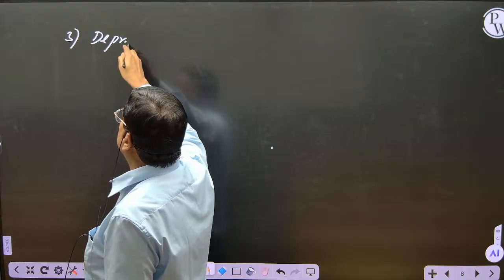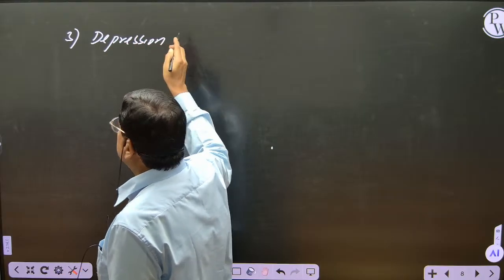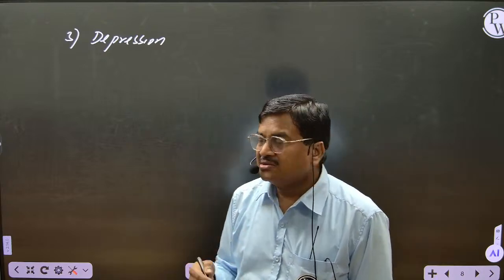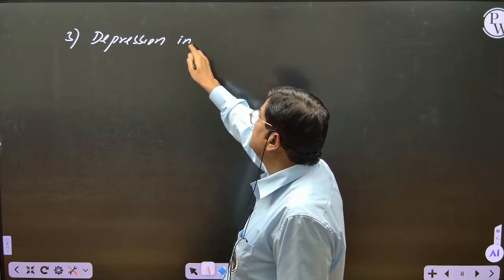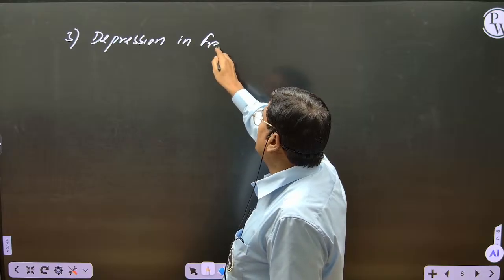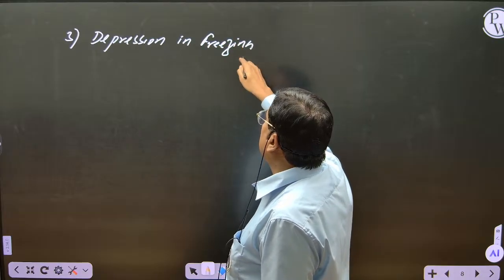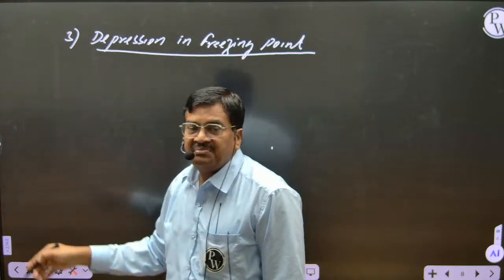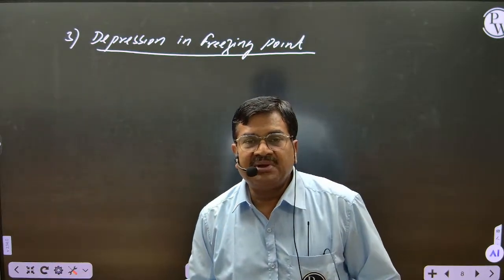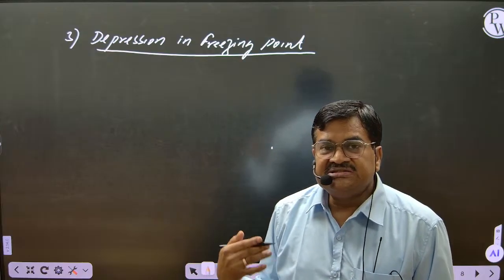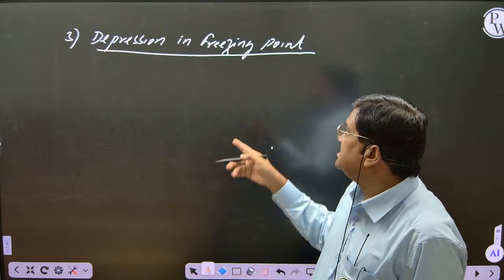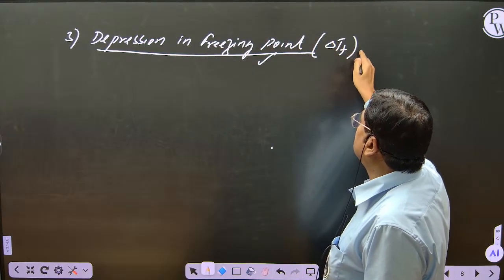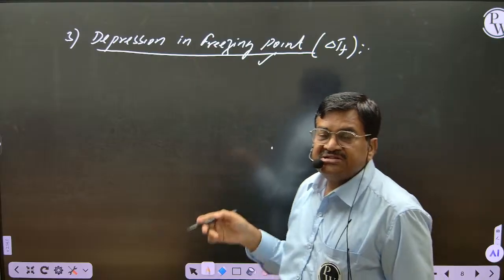Depression in freezing point. The name itself says, depression means what? The freezing point of solution gets depressed. Now students, what is meant by freezing point? First you have to know, freezing point is the temperature at which the vapor pressure of liquid is equal to the vapor pressure of solid. That is ice conversion. Depression in freezing point is shown with delta Tf.